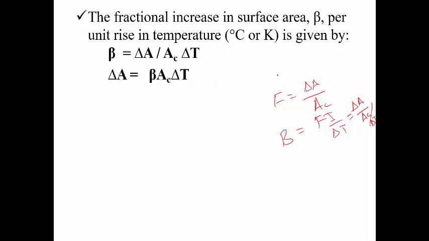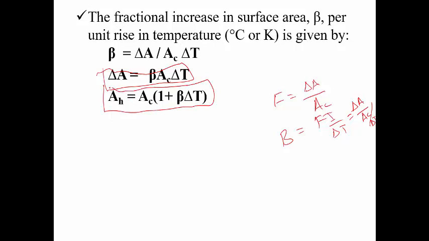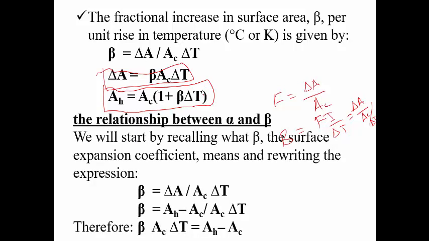Rearranging this, or cross-multiplying, we get change in A equals beta AC times change in T, and this equation is used to calculate the increase in area in areal expansion. And if you are asked to calculate the area at hot temperature, you must use the second equation, that is, A at hot is equal to AC times 1 plus beta times change in temperature.